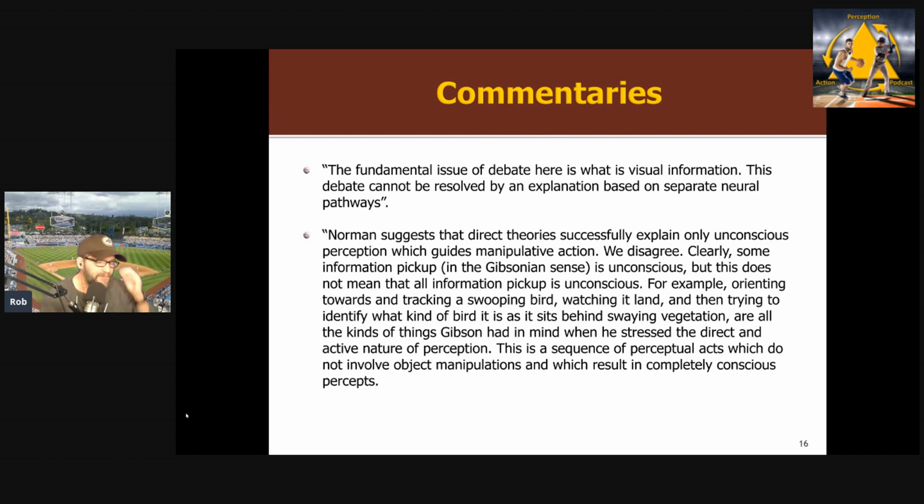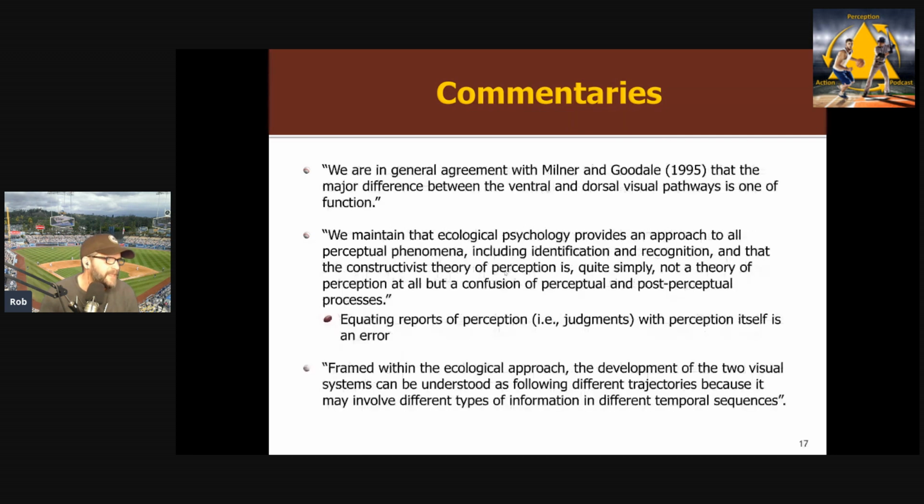This is a good quote from Hayward and colleagues, suggesting that ecological psychology is not just about unconscious perception where you're interacting with objects, right? This is an example. He's talking about the act of orienting towards a bird, watching it land, picking it out. These are all things that Gibson talked about in direct perception. They can use information from these. So the basic idea is you don't need to appeal to information processing to understand object recognition and identification, right? If you want to, you can, but you don't need to. So we don't have to have a separate ventral system following different theoretical principles.